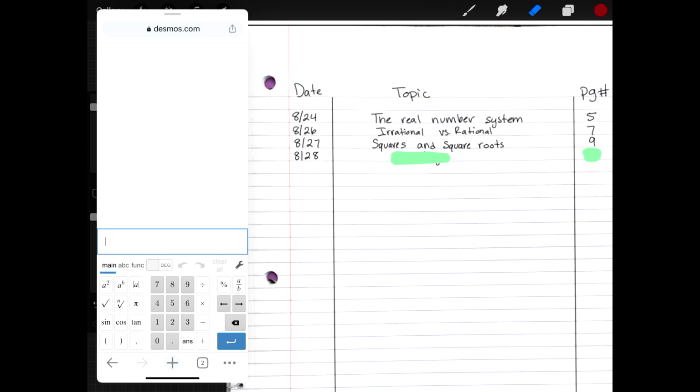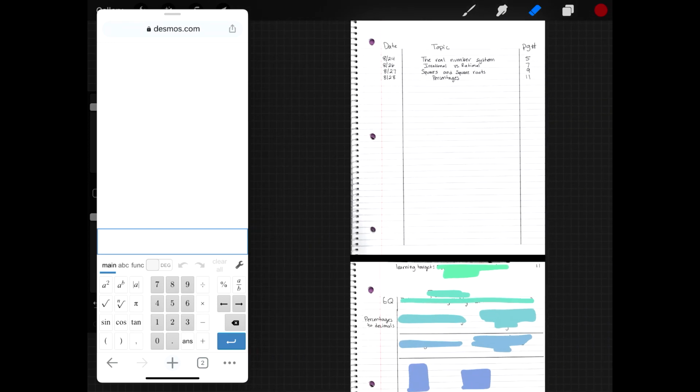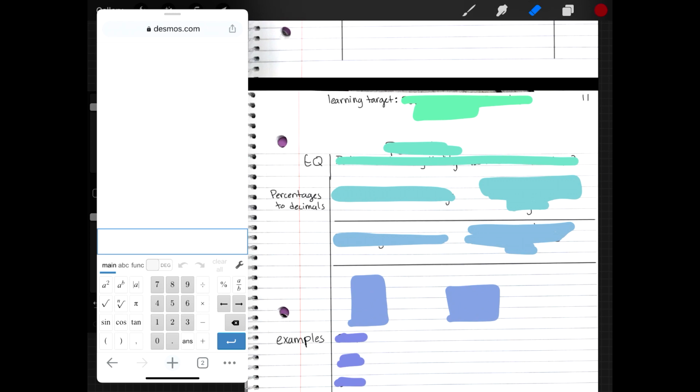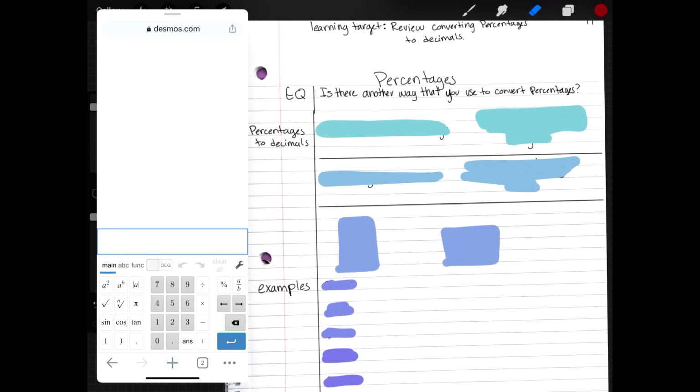Okay. So today's date is going to be the 28th, and our topic is percentages, and my page number is going to be 11. Your page number might be different. Our learning target for today is we're going to review converting percentages to decimals. Again, percentages, and our essential question is: is there another way that you can use to convert percentages?